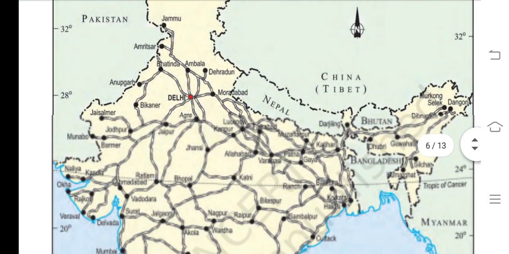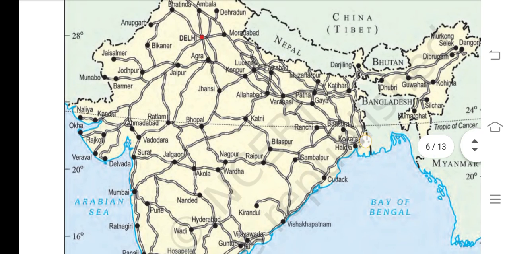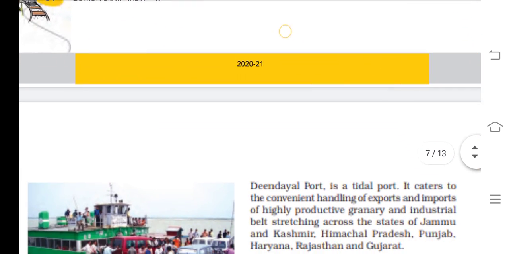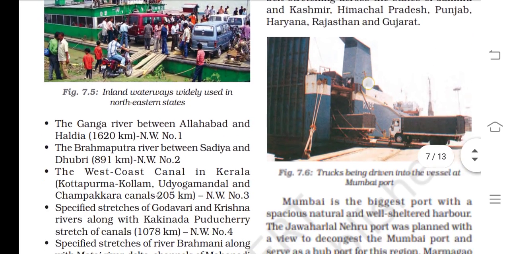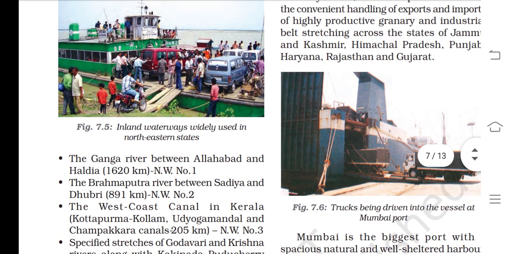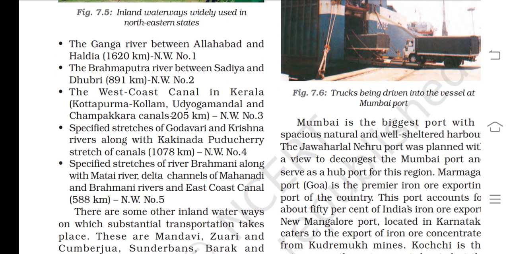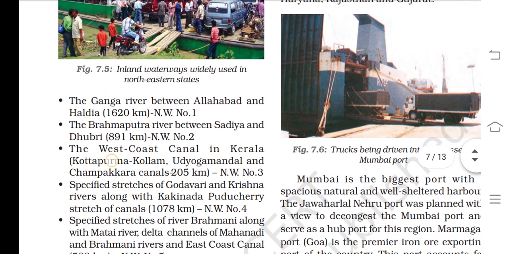Now see, this is a map given of Indian Railways. We can just see the networks. So there are some waterways which have been given as national waterways. Here also a picture is given that inland waterways are widely used in northeastern states. You can see that there are passengers also, there are vehicles also. So these are some waterways which have been declared as national waterways.